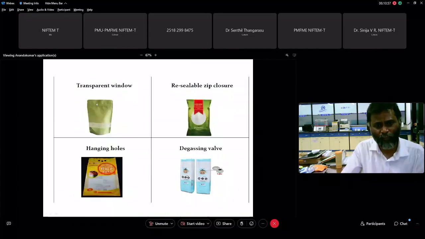Then we have the transparent window, and resealable zip closures, and hanging ones. This product can be hung on rods, and is always a staple in the market.